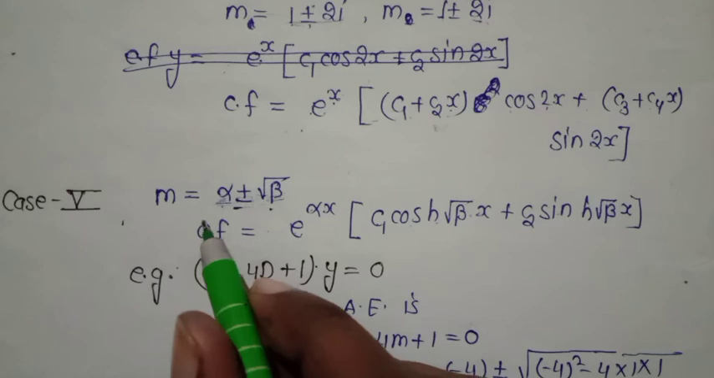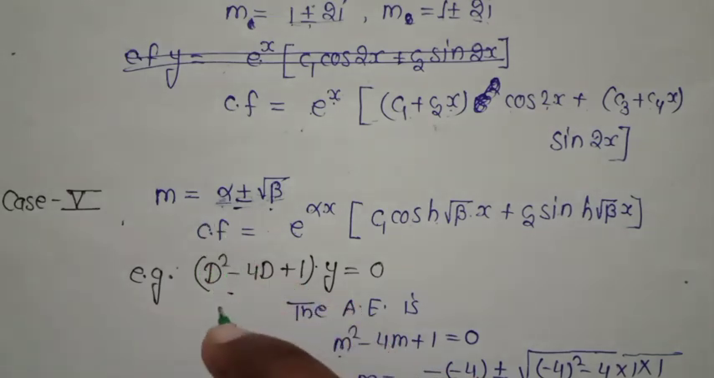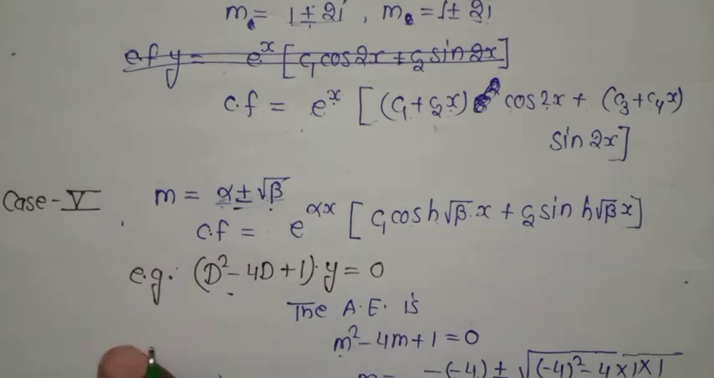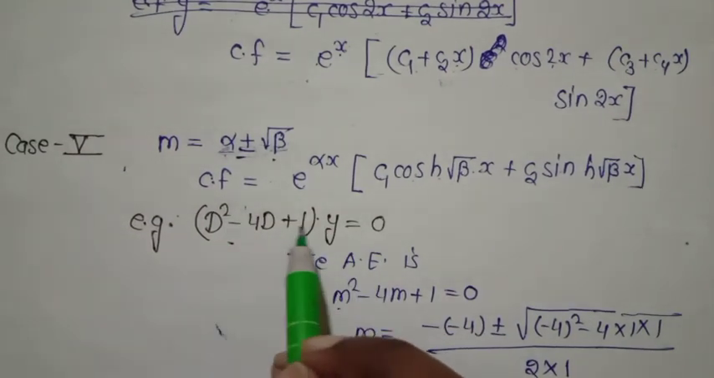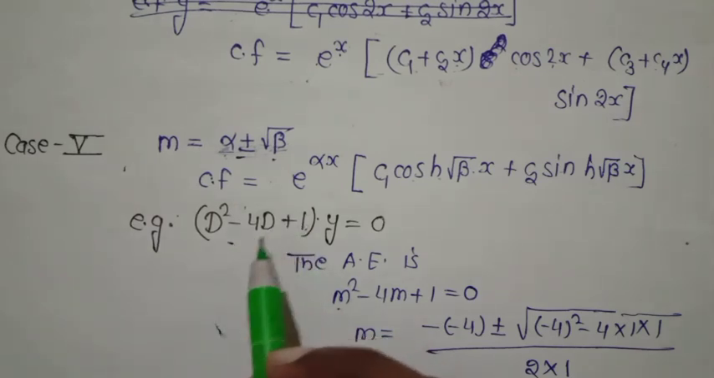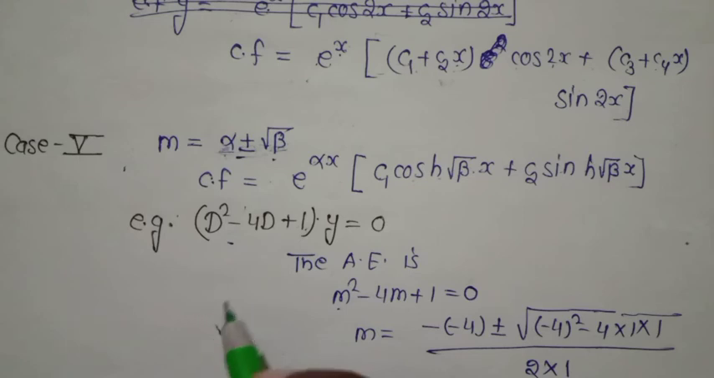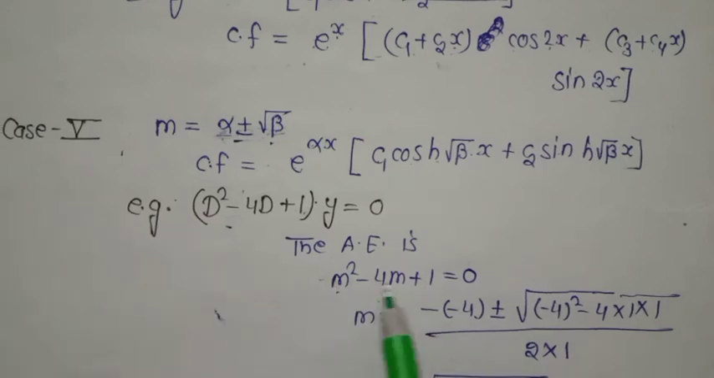In this way we can write the CF for any differential equation if the roots are coming in this form. So I am going to take one example to show how to apply this method on any differential equation. So this is our example. Now you can see this is D square minus 4D plus 1, and we cannot find the roots for this differential equation by factorization method. So I am going to apply the method minus b plus minus under root b square minus 4ac by 2a. You can easily see the value of a is 1, b is minus 4 and c is 1 here.